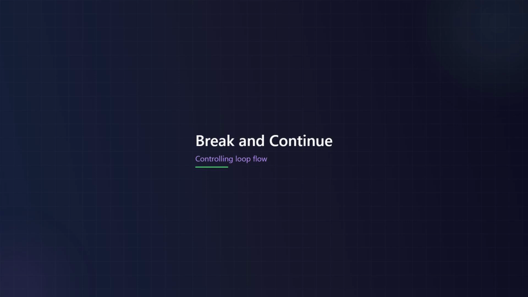Sometimes you need more control over your loops. Maybe you want to stop early when you find what you're looking for. Maybe you want to skip certain items. That's where break and continue come in. Break exits the loop immediately. The moment Python hits break, it jumps out of the loop and continues with whatever comes after.